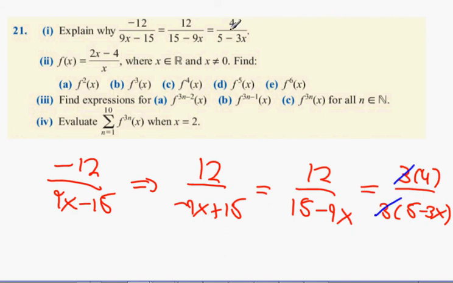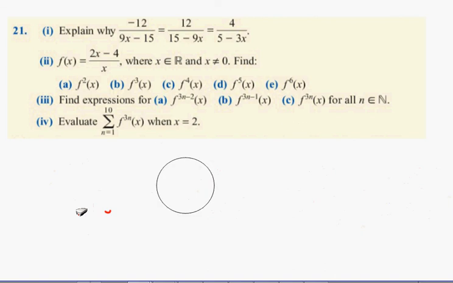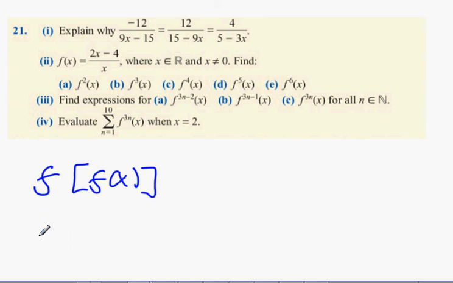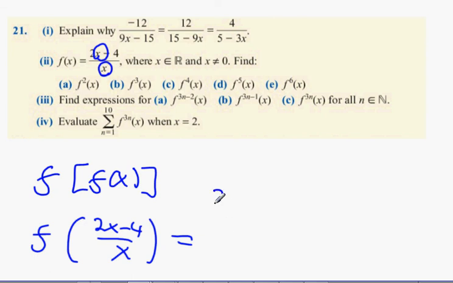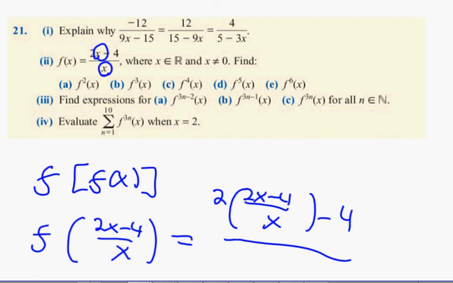It's going to ask you to go through the exact same thing as last time. The only good thing about this one is that we know we only have to do it twice, don't we? So, let's find out what f2 is. f2 is f after f of x. f2 basically means f of 2x minus 4 over x. Now we have to put it into the big equation, replacing the x's with the 2x minus 4. It's going to be bracket x, 2x minus 4 all over x minus 4, bracket 2x minus 4 all over x.